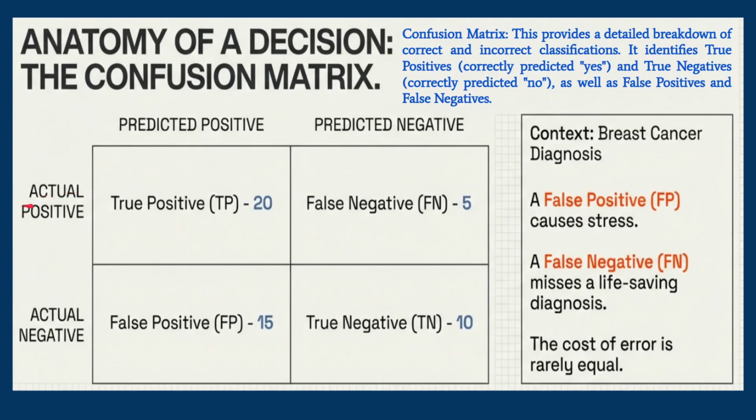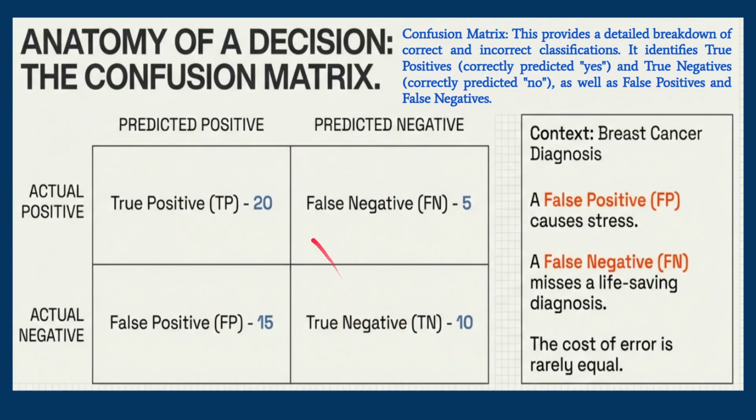So if it is actually positive and it is also predicted as positive, it is called true positive. If it is actually positive but it is not predicted as positive, it is called false negative. Okay, and then we have actual negative but predicted as positive, which is false positive, and actual negative and predicted negative means true negative.